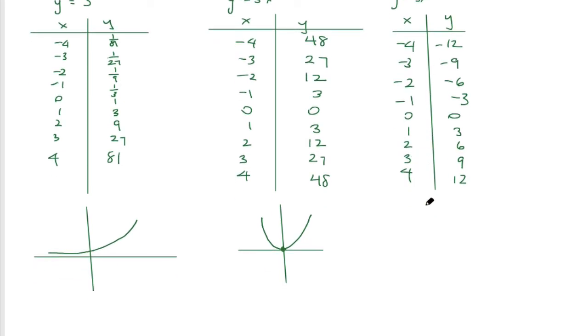So this is a linear graph. This is going to look something like this, where it's always going upwards. So this is what this graph kind of looks like. So we can see that these are all different shapes of graphs, but they are all with factors of 3.